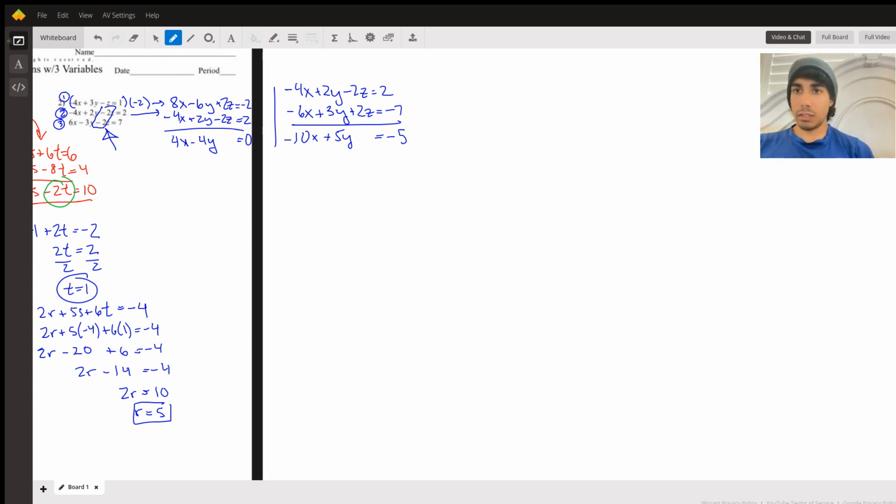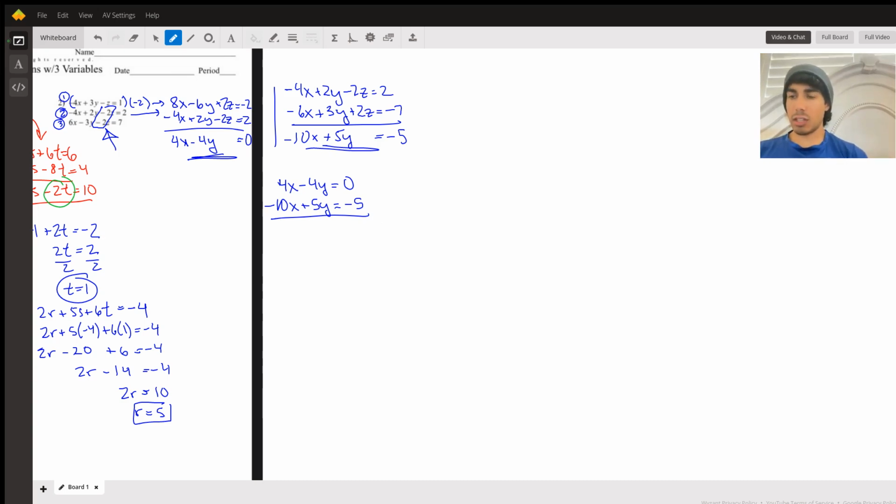All right, so I got 4x minus 4y equals 0. 10x minus 5y equals negative 5, right? These are my two new equations right here. I got 4x minus 4y equals 0. Negative 10x plus 5y equals negative 5. Okay, so for once we don't have an easy option as far as something to eliminate here. So what we need to do is get the coefficients to be opposites.